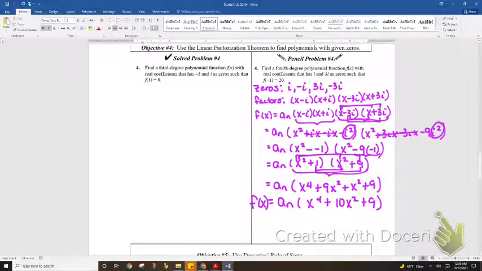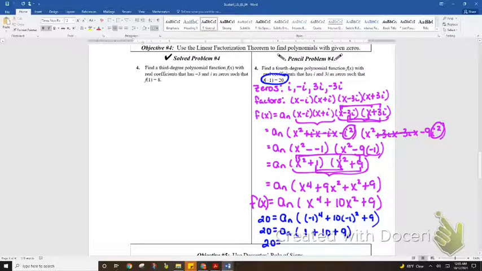Now we stop and go find what a sub n is. So we're going to go look. We know that f of negative 1 equals 20, which means x is negative 1 and y is 20. So 20 equals a sub n times, everywhere there's an x here, we're going to put negative 1. Then we're going to work this out. Negative 1 to the 4th. Remember, where you have an even exponent, negative is positive, so I just get 1. Plus negative 1 squared, that's 1 times 10 is 10. Plus 9.